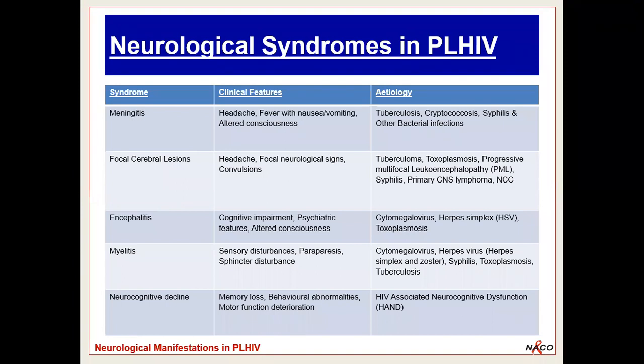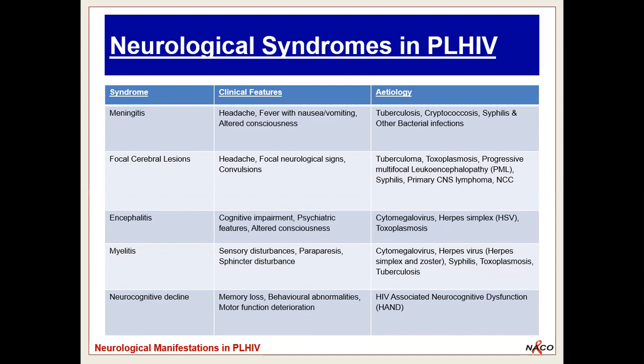And in these, we have to think about tuberculoma, toxoplasmosis, progressive multifocal leukoencephalopathy, syphilis, primary CNS lymphoma, and non-neurocysticercosis. Then encephalitis: if somebody is presenting with a syndrome of cognitive impairment, psychiatric features and altered consciousness, may not be presenting with fever all the time. Then you have cytomegalovirus in mind, herpes simplex, and/or toxoplasmosis.